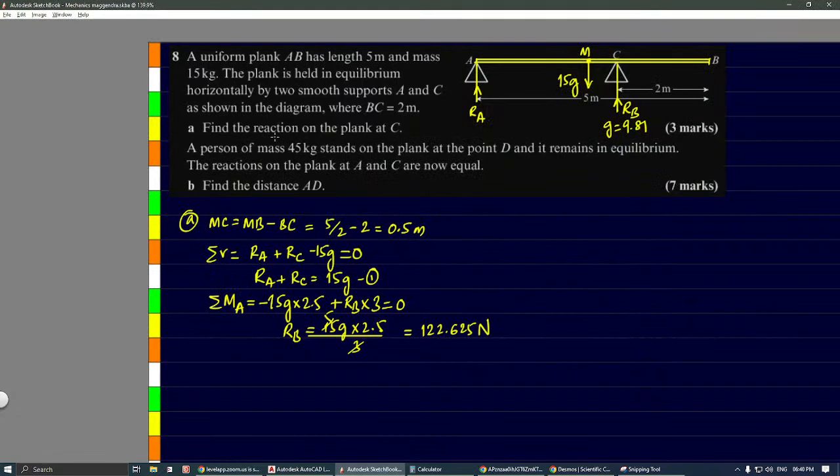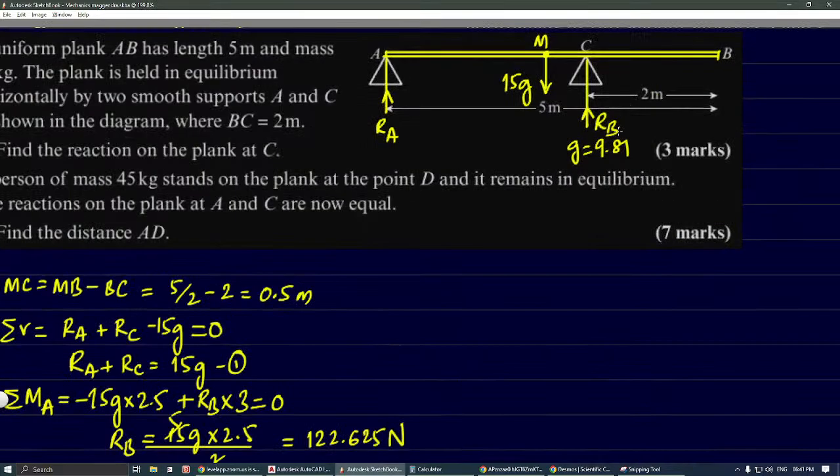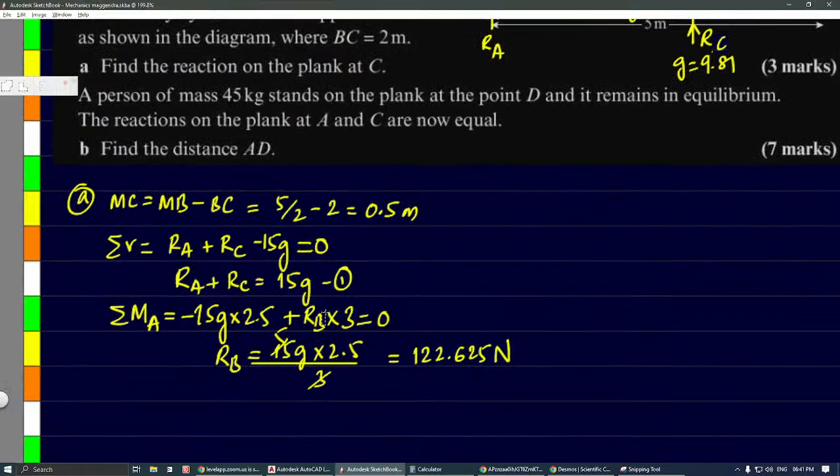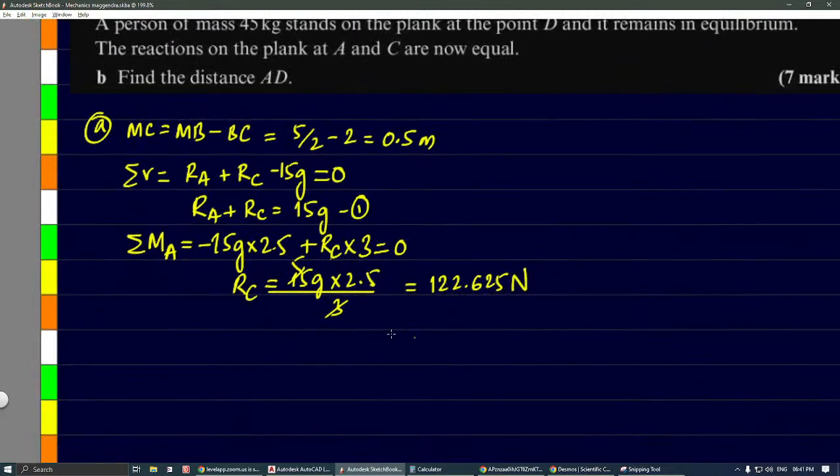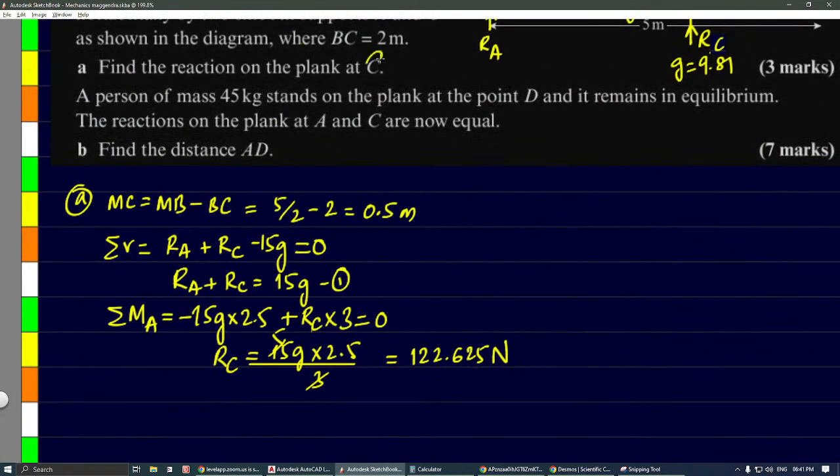I called it RB, but RB is the reaction at C, no? It should have been RC. This should be RC. Same way here also we should get RC only. This also is RC. RC value we got. Now if we substitute the RC value back, we will get the RA value. But in the question, it has asked for the value at C only. So this is our A bit solution.